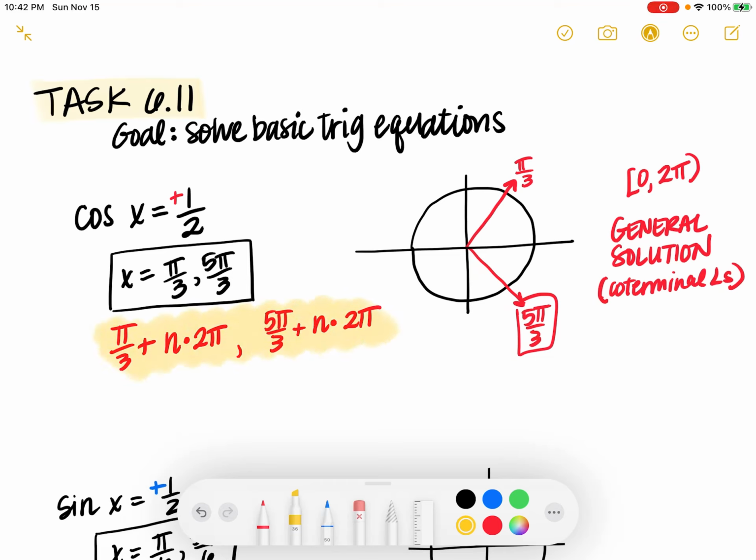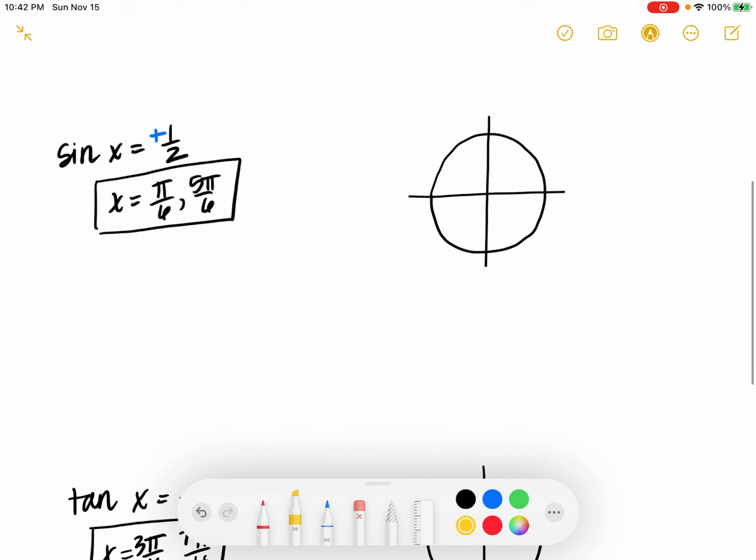If you notice, it looks really similar. We've just added any number of 2 pi, meaning every time we rotate around the circle, we're coming back to that same value. So let's look at the sine.